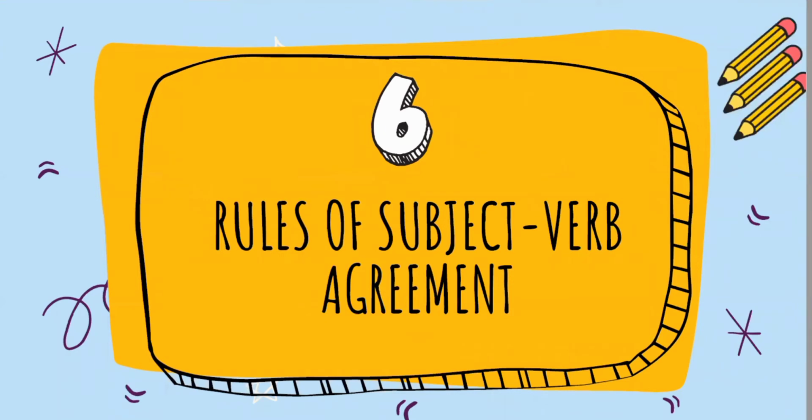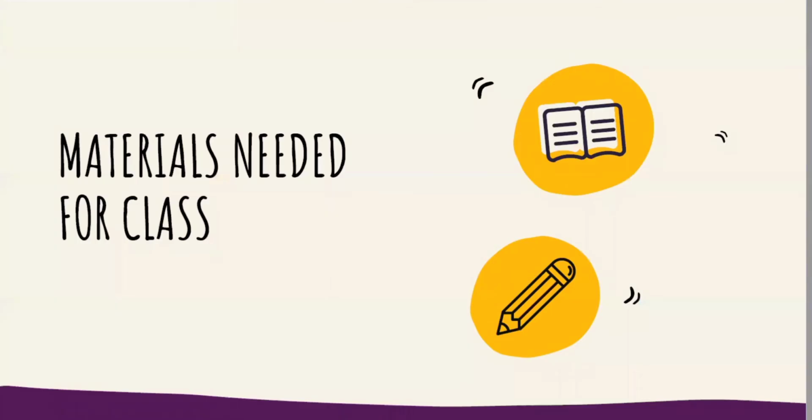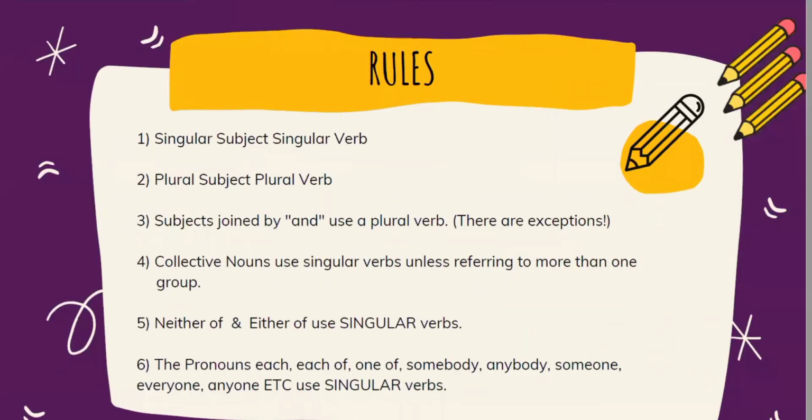Today we're going to talk about 6 rules of subject-verb agreement. Now, you will want to take notes, so you need to have your book and pen or pencils available. So here are the first 6 rules that we're going to discuss today.